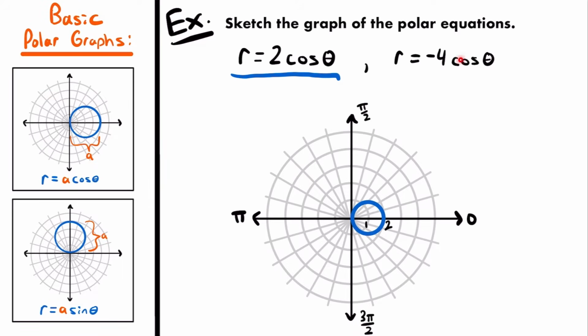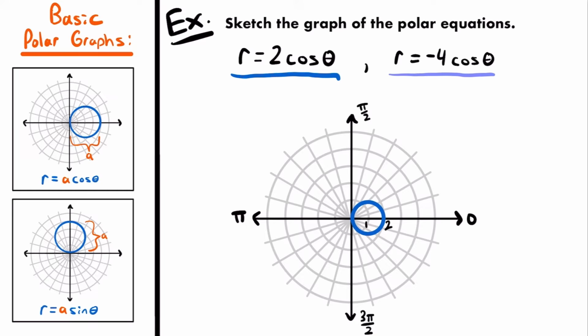Now, if we look at our second equation here, we have r equals negative 4 times cosine theta. This is also going to be a circle, just like this one. However, our value of a is different. We have negative 4. So not only is the diameter going to be different, but we also have to flip or reflect our circle to the other side because that value of a is negative. When your value of a is negative, for either one of these basic polar graphs, even if you have sine, you would flip this circle to the other side as well. But we'll get to that in the next example. When that value of a is negative, you need to reflect your circle from where it normally would be.